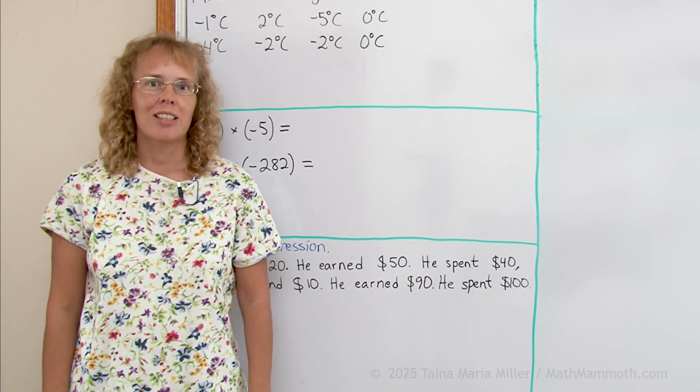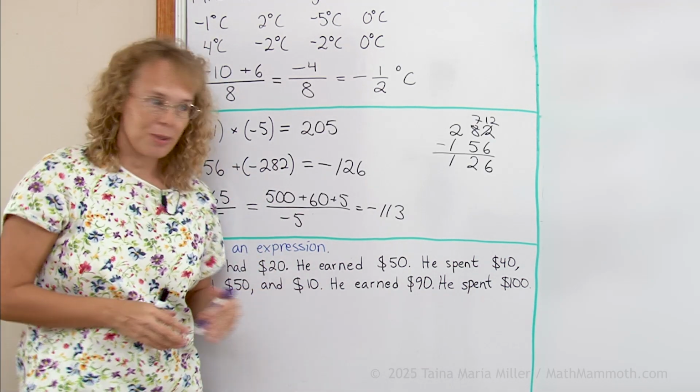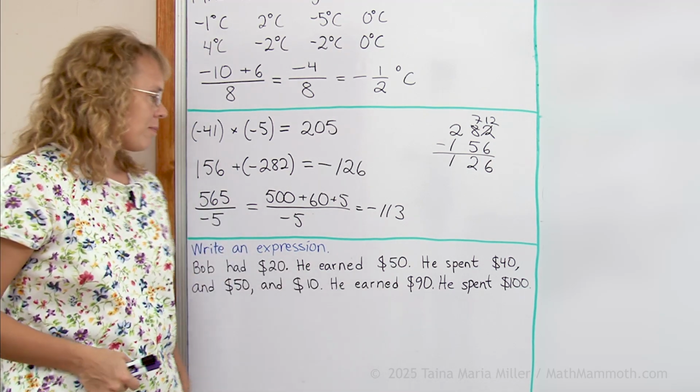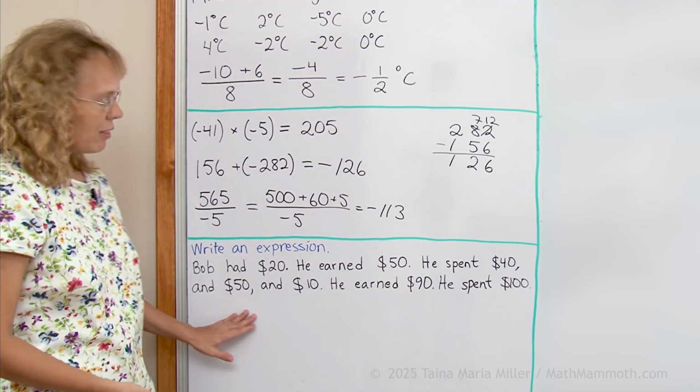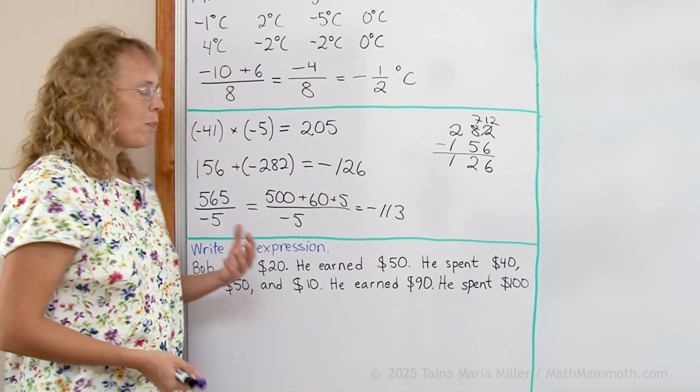In this video we're gonna just solve some integer problems. Write an expression. Bob had $20. He earned $50. Then he spent $40 and $50 and $10. And then he earned $90 and he spent $100.